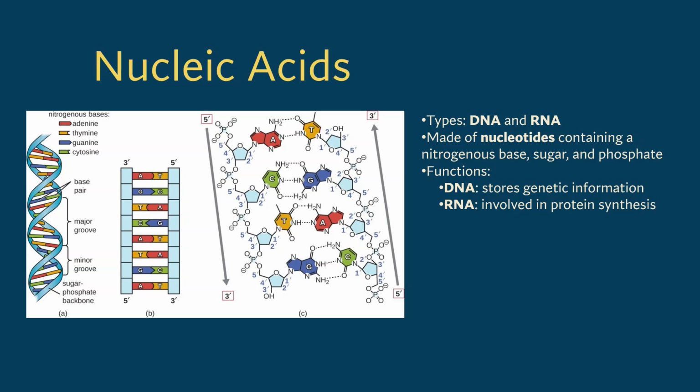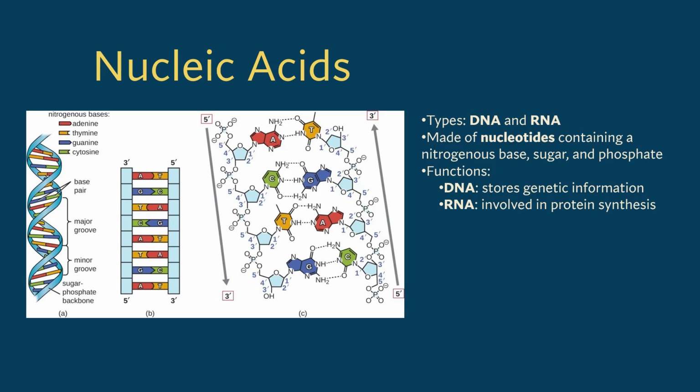Nucleic acids are biological molecules that store and transfer genetic information. There are two types, DNA and RNA. Both are made of repeating units called nucleotides, and each nucleotide has three parts: a nitrogen base, a 5-carbon sugar, and a phosphate group. The sugar and phosphate form the backbone of the molecule, so that's what holds it together, while the nitrogen bases store the genetic information. In DNA, the sugar is called deoxyribose, while in RNA, it is ribose.